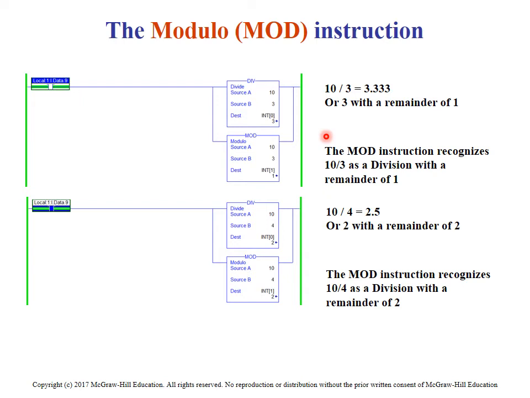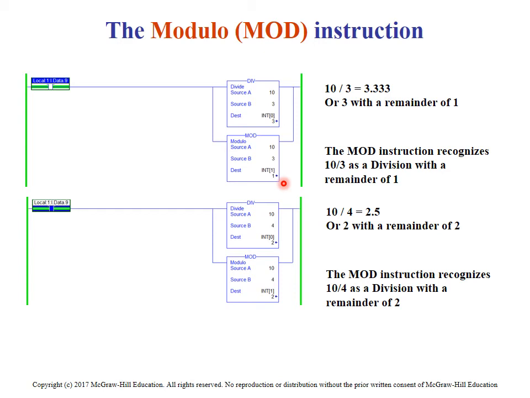The other point I want to make is that I've added the mod instruction here. So now I've got 10 divided by 3, and the mod comes out with the value of 1. Now, what does 1 mean? It means the remainder is 1. So 3 times 3 is 9, leaving a remainder of 1. That's where the 1 is coming from.